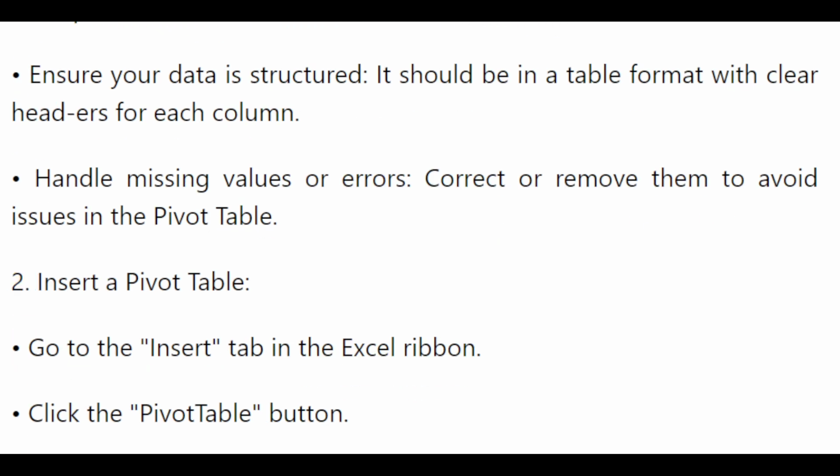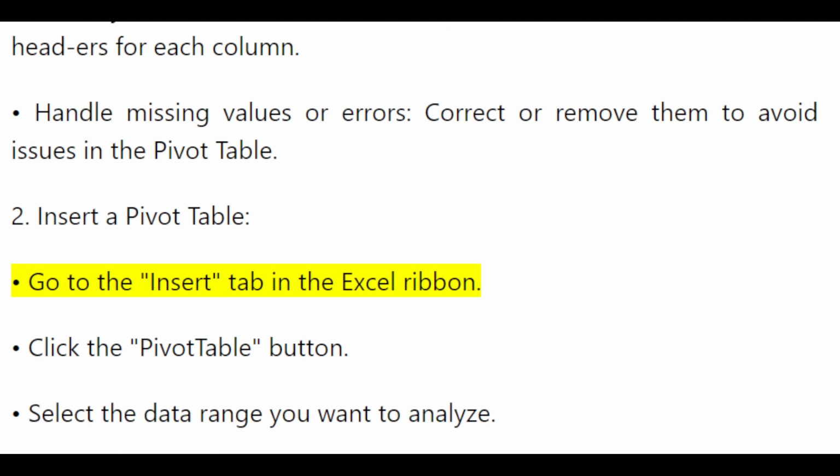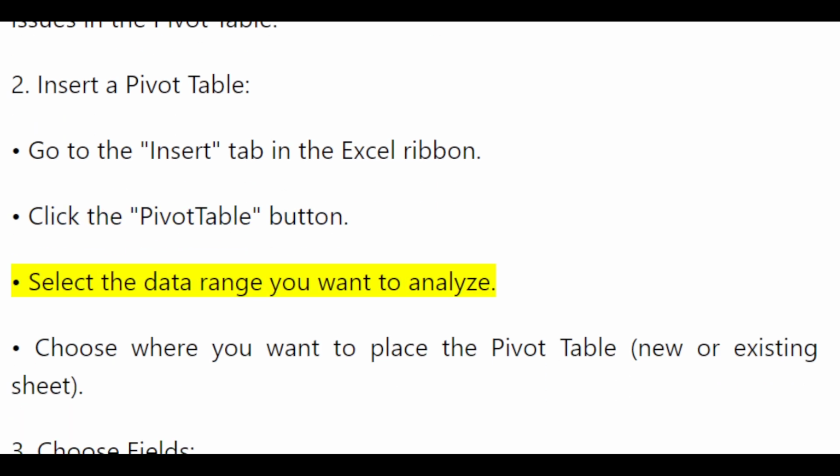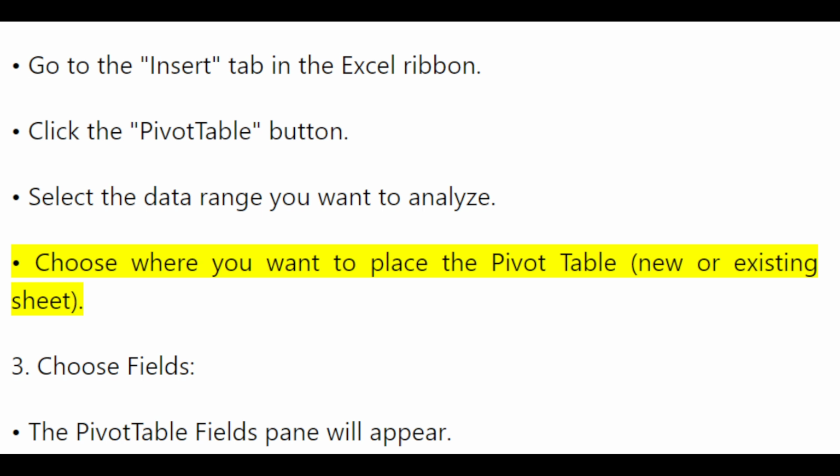2. Insert a pivot table. Go to the Insert tab in the Excel ribbon. Click the Pivot Table button. Select the data range you want to analyze. Choose where you want to place the pivot table, new or existing sheet.